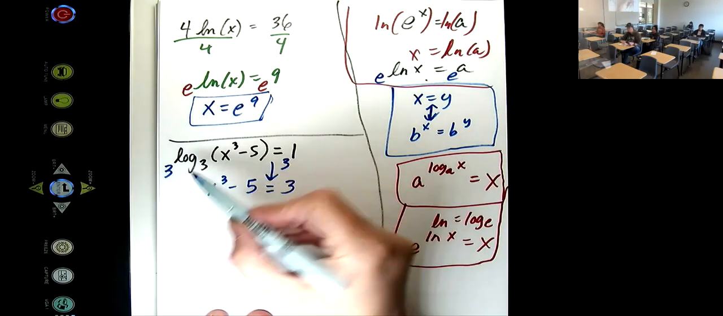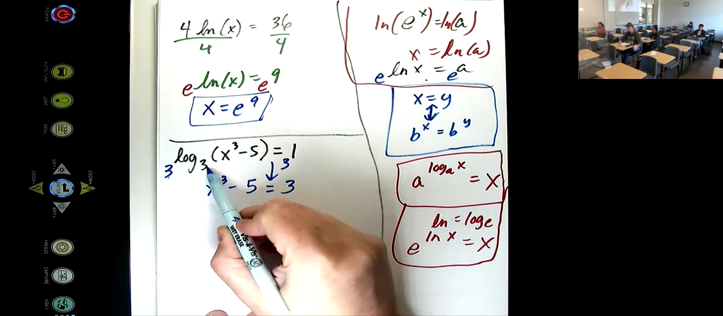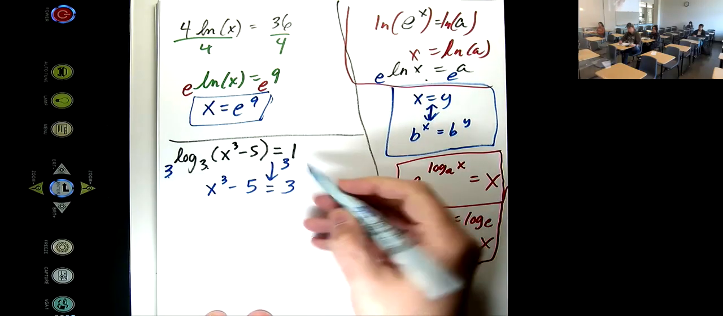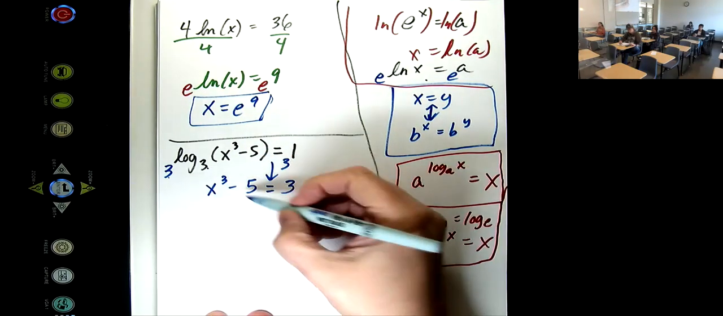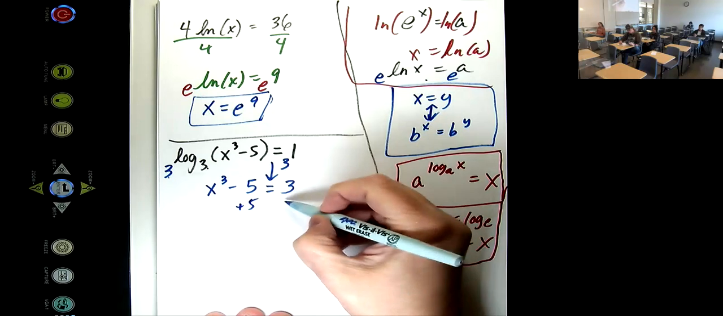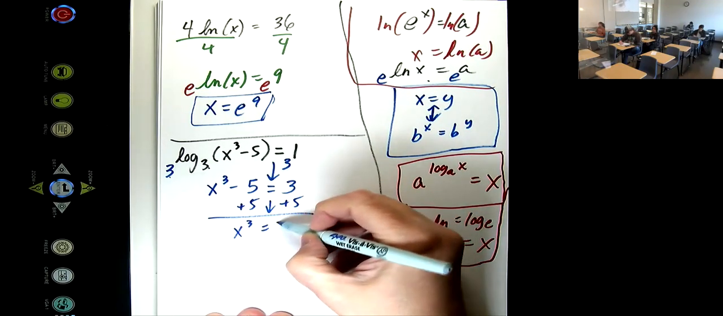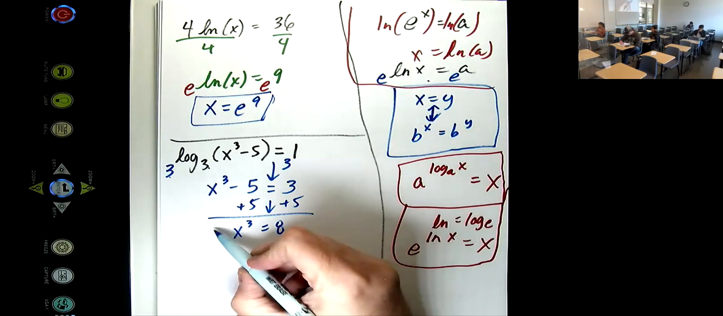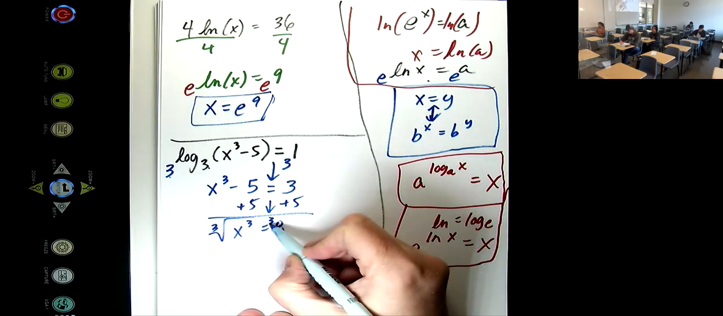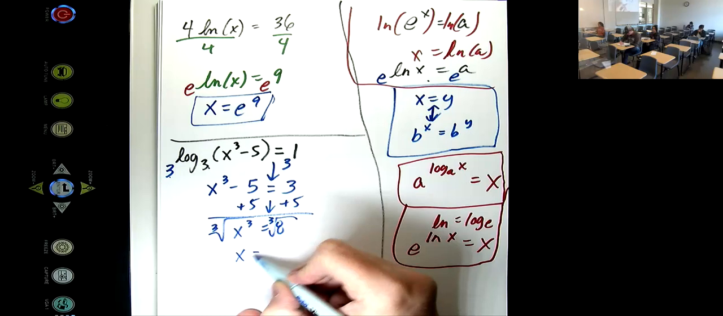But exponent, matching base, they cancel out. You get what's inside the argument. Here, solving is easy. We add 5 to both sides. We get x cubed equals 8. We take the cube root of both sides. And we get x equals 2.